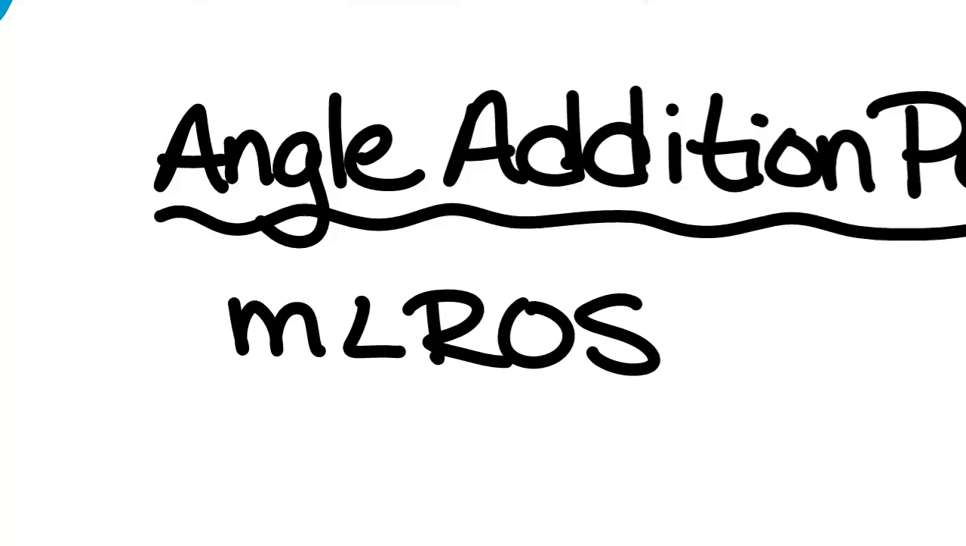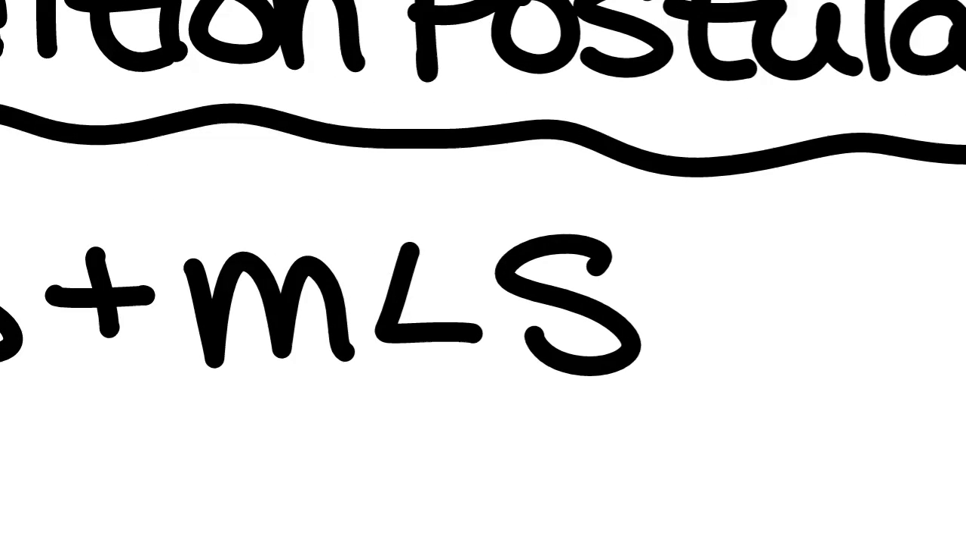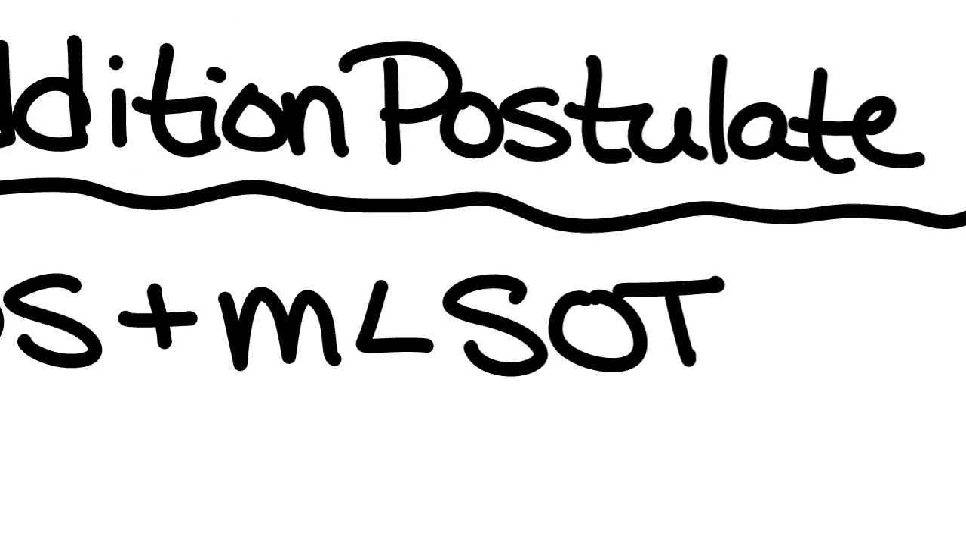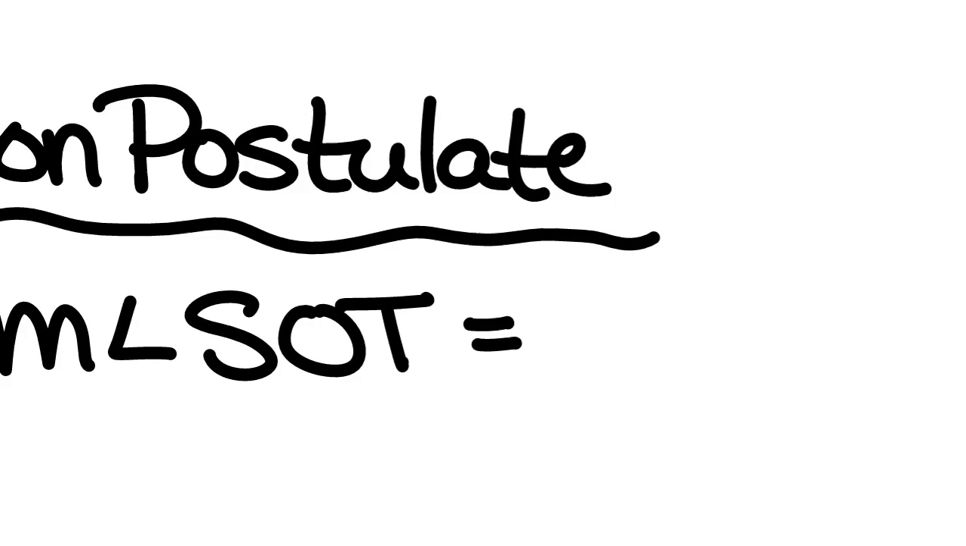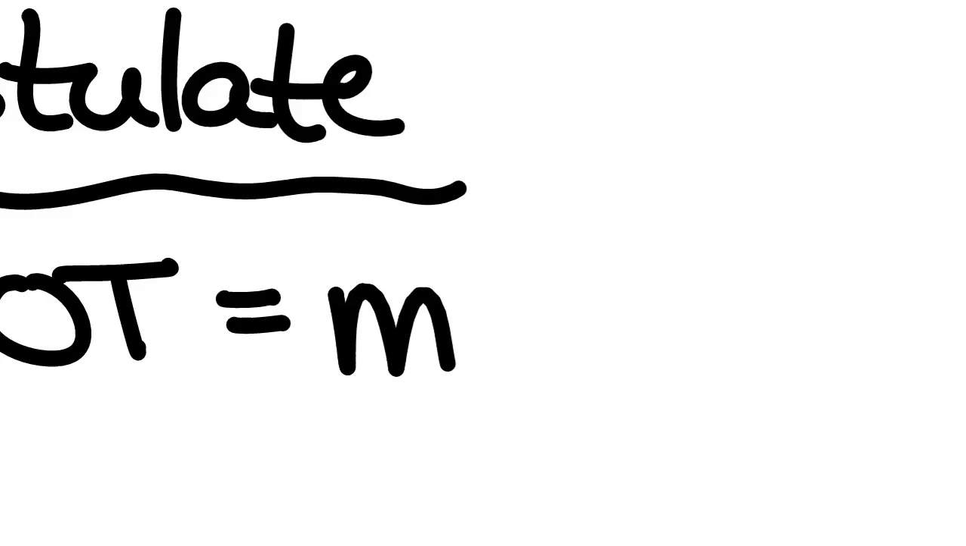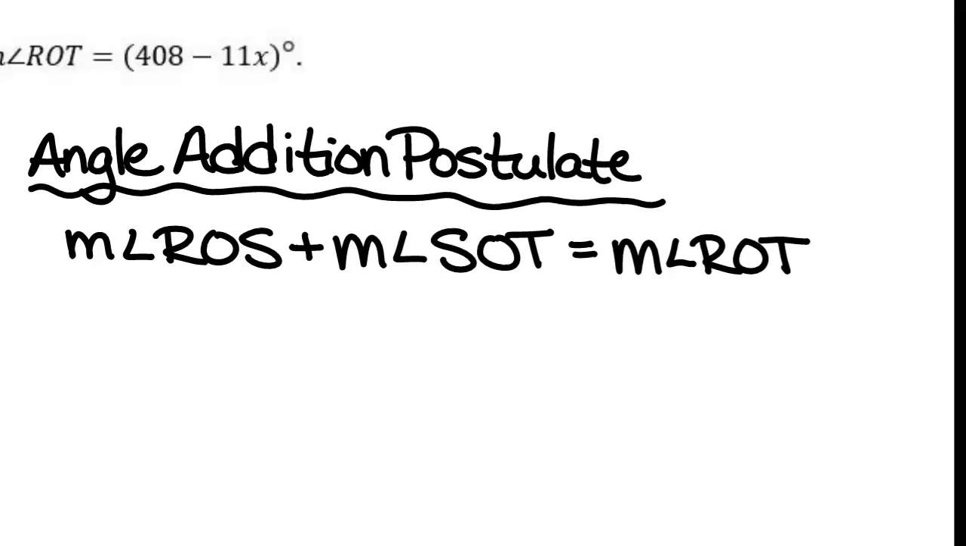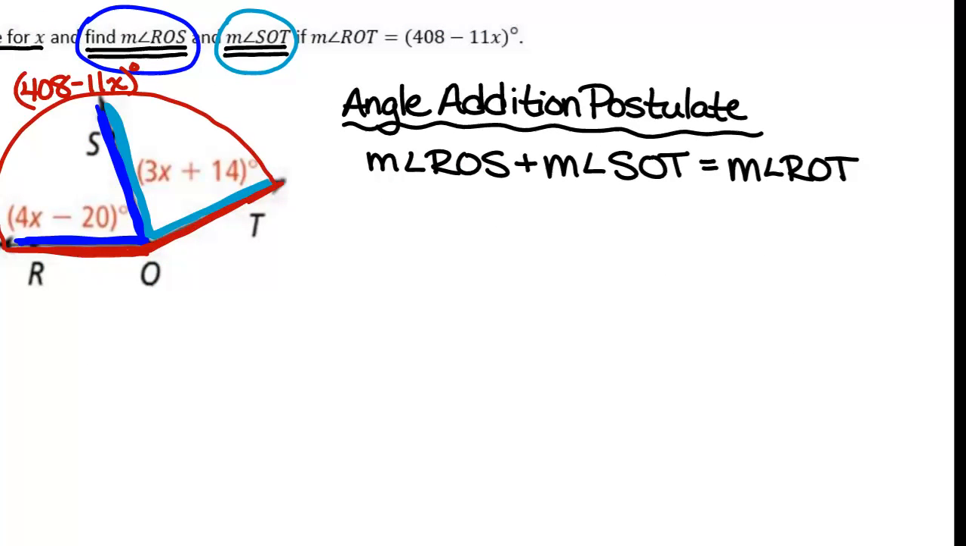SOT and SOR, or ROS. So the measurement of angle ROS plus the measurement of angle SOT. When I add those 2 smaller angle measurements together, I get what larger angle? ROT, measurement of angle ROT. To be able to write down that equation, I'm using the angle addition postulate.